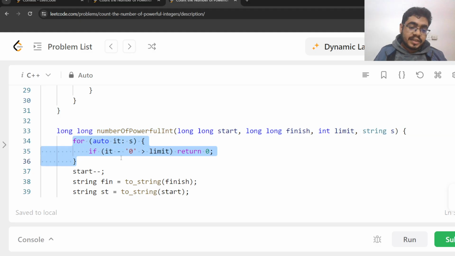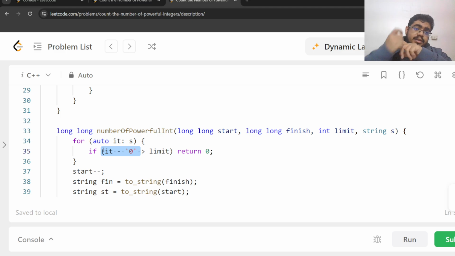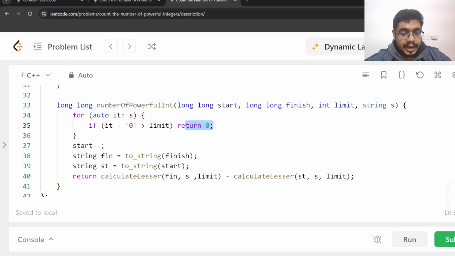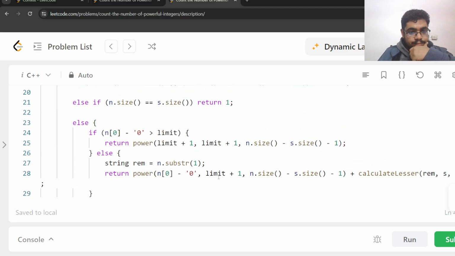If any digit of the suffix itself is more than the limit, then that means there is no answer. Why? Because the suffix needs to be there at the end. And if one of the digits of that suffix itself is more than the limit, that means there is no answer, right? So we have returned 0 in that case. Otherwise, I've written this formula that calculates the powerful numbers less than this finish value minus the powerful numbers less than this start value. I've reduced it by 1 because if you remember the formula, calculate till r minus calculate till l minus 1, right? So let's now look at the calculate lesser function.